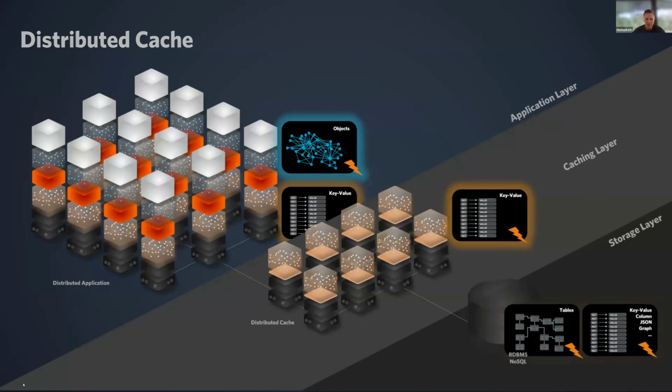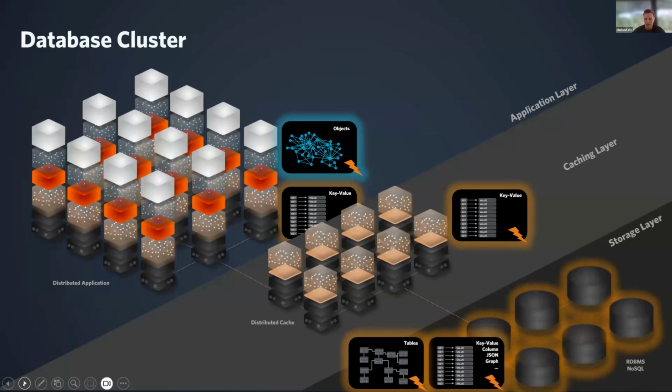When we have more load on the database itself, then very often we see database clusters. So databases that provide replication to share the load. And so it's common to use database clusters without a distributed cache, or it's also common to use a distributed cache in between. So it depends on the use case, of course.